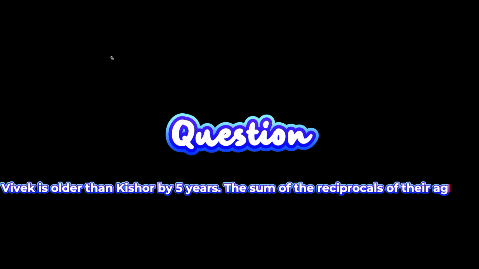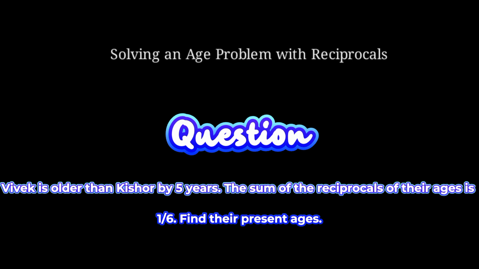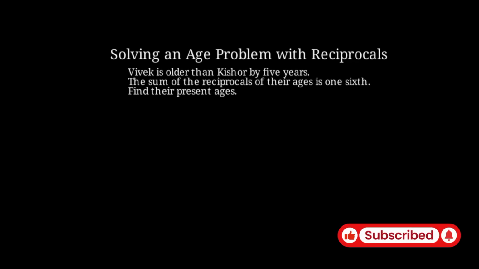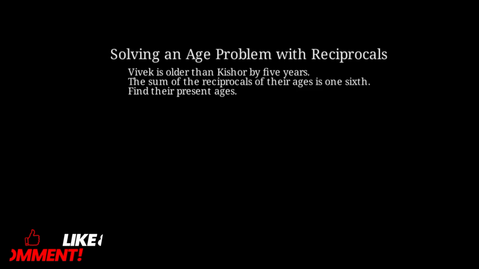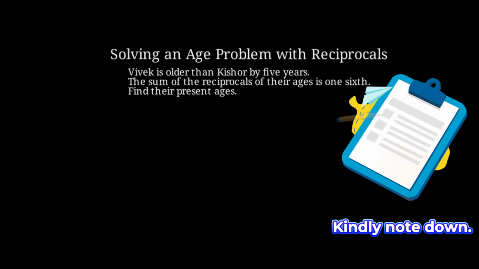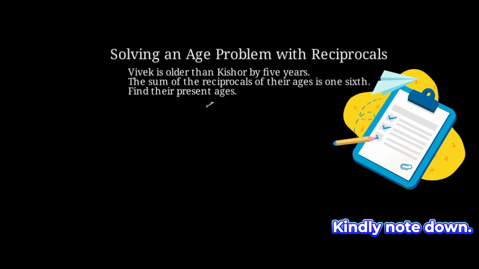We are solving a classic age problem with reciprocals today. We will translate the words into equations, solve the resulting quadratic, and then interpret the answer in context. Here is the story. Vivek is older than Kishor by 5 years. The sum of the reciprocals of their ages is 1/6. Our task is to find their present ages.